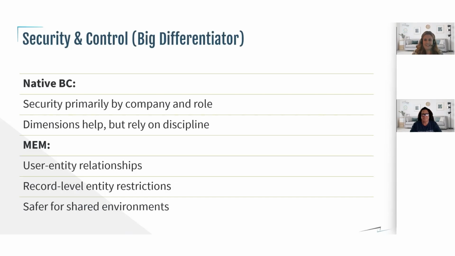Security is often the deciding factor for an accounting team. It's a big differentiator. In native BC, security is primarily by company and by role. Dimensions help, but they rely on the discipline of the persons doing the entry. With MEM, you have user entity relationships. You have record level entity restrictions, and so it's safer for shared environments.